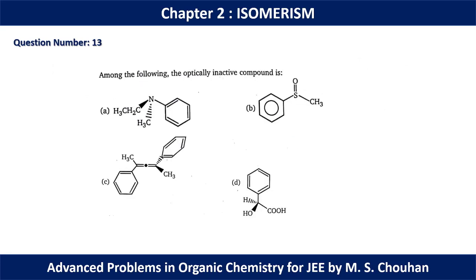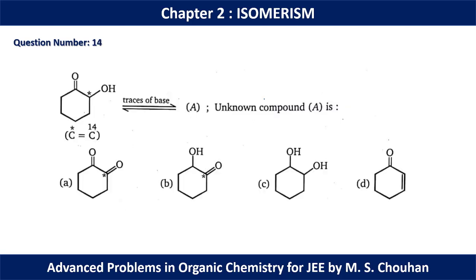In question number 13, among the following molecules, the optically inactive compound is... So this is optically active, there is no sigma, no i. This is optically active. Again, there is no sigma, no i, this is optically active. In this molecule, this is a chiral center, this is optically active. So a sigma plane is present in this molecule, so this is optically inactive in nature. So option B should be the correct option for question number 13.